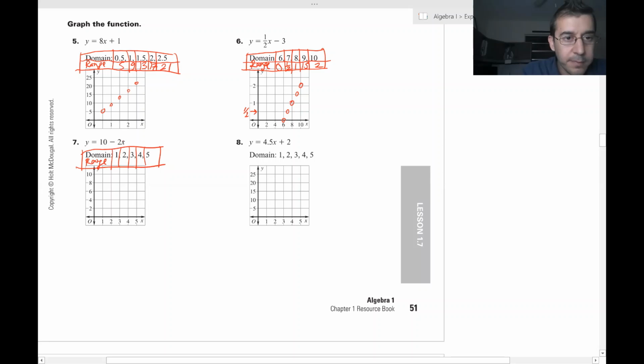When x is 1, minus 2 times 1 is minus 2. 10 minus 2 is 8. When x is 2, minus 2 times 2 is minus 4. 10 minus 4 is 6. When x is 3, minus 2 times 3 is minus 6. 10 minus 6 is 4. When x is 4, minus 2 times 4 is minus 8. 10 minus 8 is 2. When x is 5, minus 2 times 5 is minus 10. 10 minus 10 is 0.